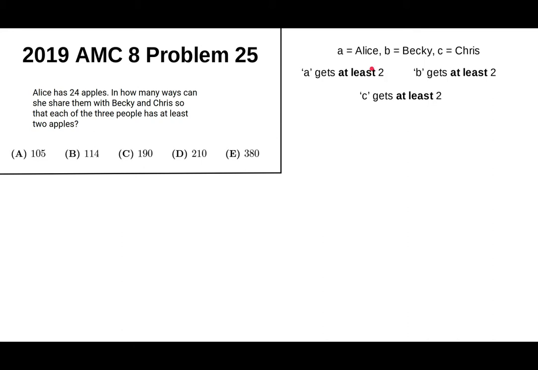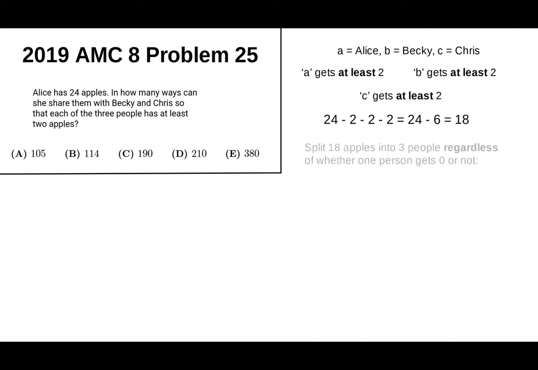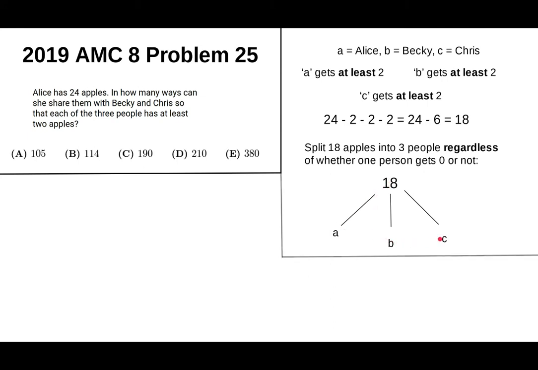So then we only have to split 24 minus 2 minus 2 minus 2 apples among 3 people, regardless of whether anyone gets 0 or not. So 24 minus 2 minus 2 minus 2 is 18. Now we only have to split 18 apples among 3 people, regardless of whether one person gets 0 or not. So that's 18 split up among A, B, and C.